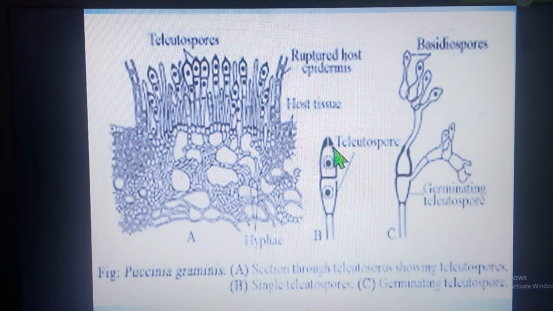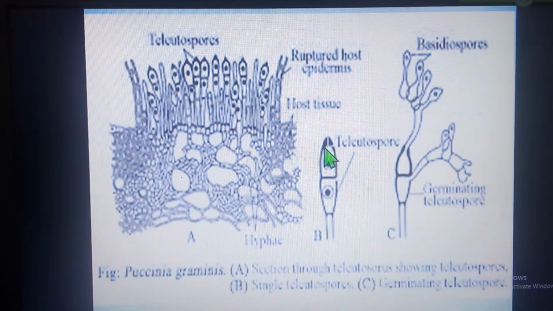So the apical cell has a germ pore present at the top, at the apex of the apical cell, and just below the septum in the lower cell you can find another germ pore. Now I had mentioned that it is through these small pores in the outer wall of these fungal spores that the germ tube will exit upon germination. So we will study this one.